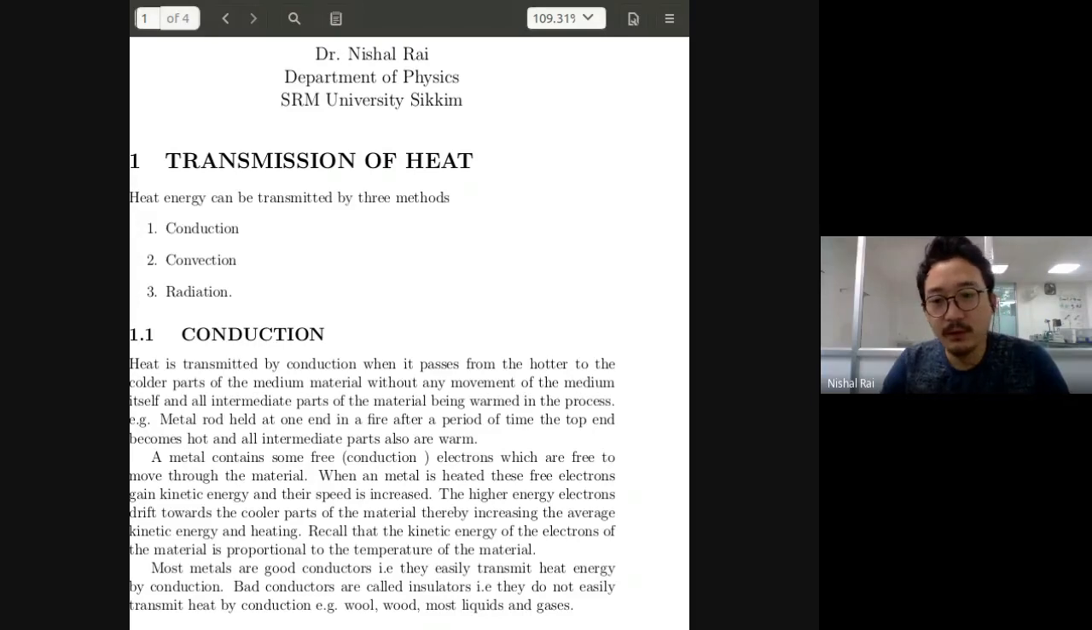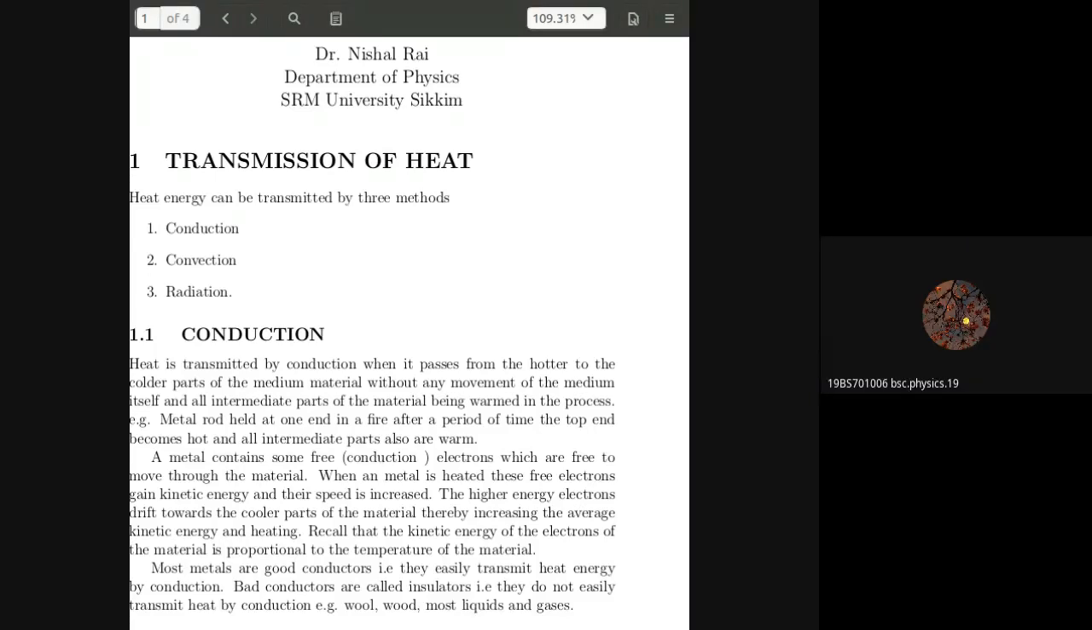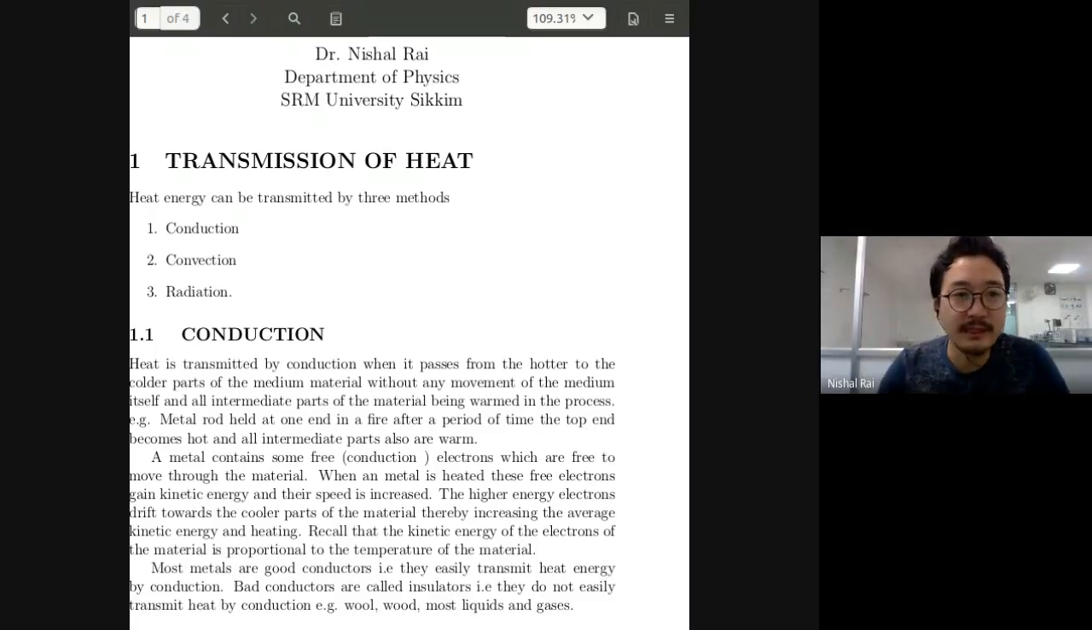Yes, sir. So during electricity, how did the current used to flow? It used to flow from higher potential to lower, higher to lower. So what about in heat? It will flow from the region of higher temperature to lower temperature. Clear? So it basically flows from what? Higher temperature to lower temperature. Clear?